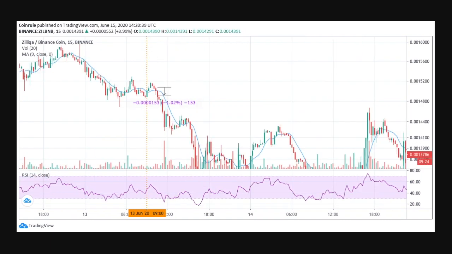but actually the price went up 4.4%. Another case instead, an opposite case, is the trade that the rule made on Zilica BNB.